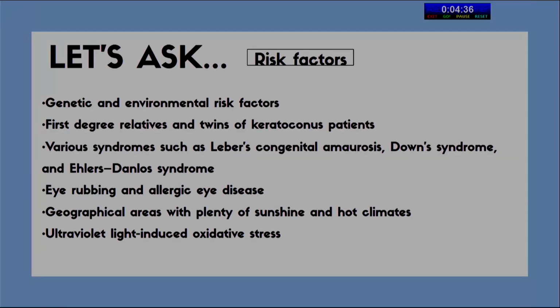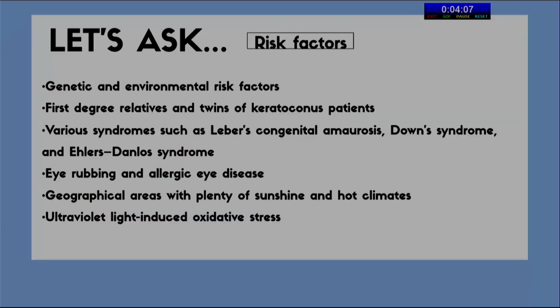There are several risk factors which we also found in our patients: genetic and environmental risk factors. Apart from that, first degree relatives and twins of keratoconic patients. Other syndromes like Leber's congenital amaurosis, Down syndrome, Ehlers-Danlos and Marfan syndromes can be associated with keratoconus, as well as eye rubbing and allergic eye disease. Patients in geographical areas with plenty of sunshine and hot climate are more vulnerable, and ultraviolet light induced oxidative stress also has a role in keratoconus.